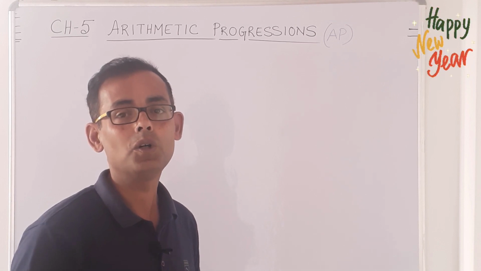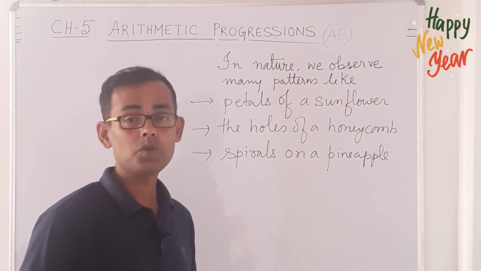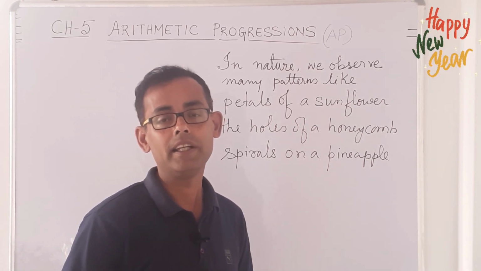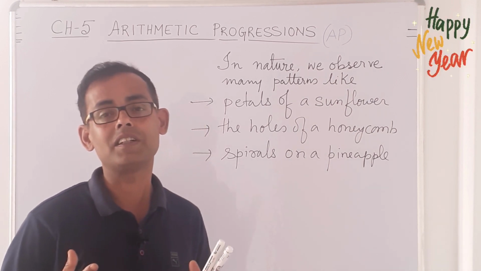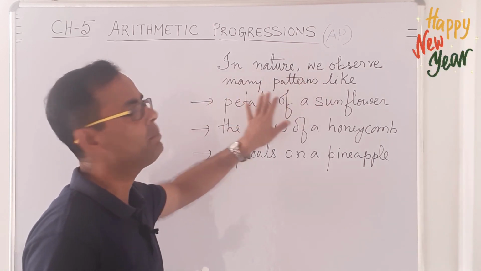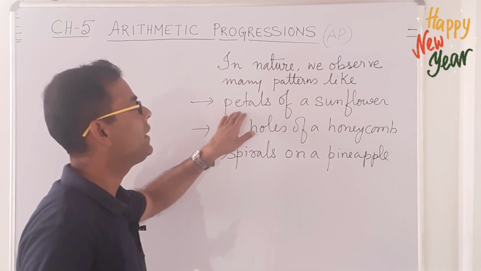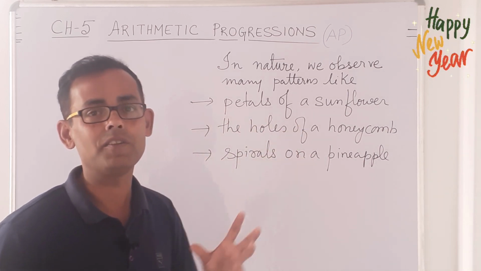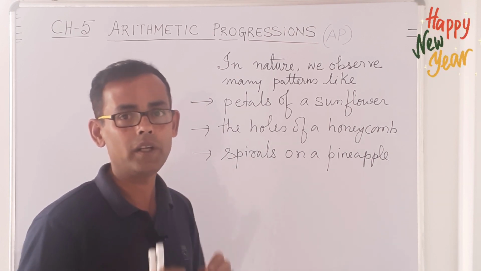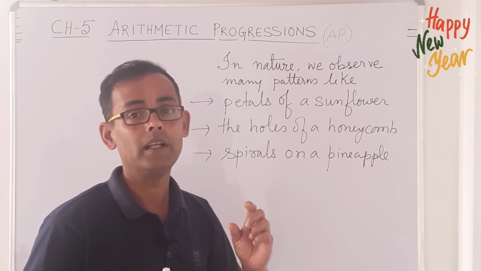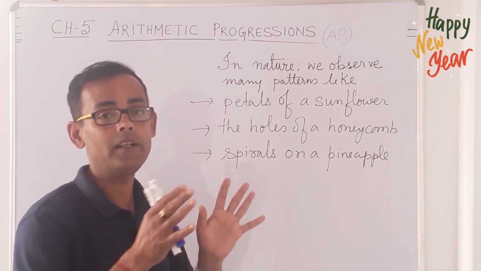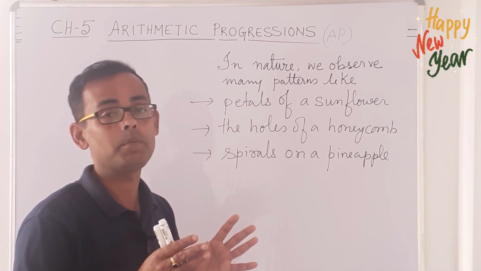Now students, in our day-to-day life or in nature, we observe many patterns. For example, the petals of a sunflower: small, then a little bit bigger, then again bigger. This is one pattern. Then the holes of a honeycomb also have a certain pattern.